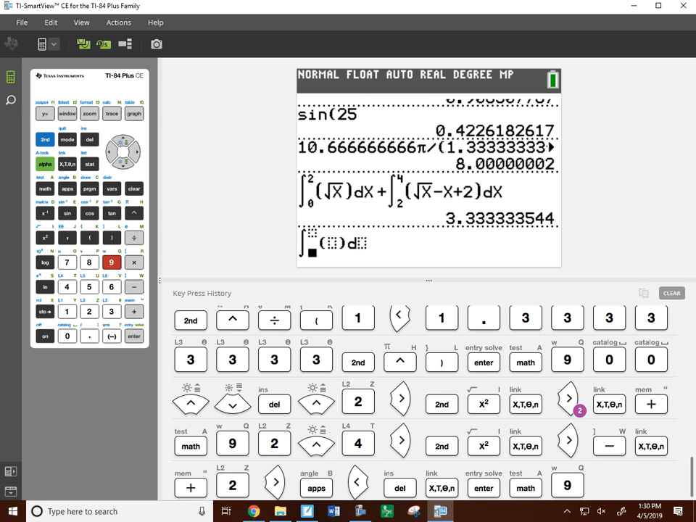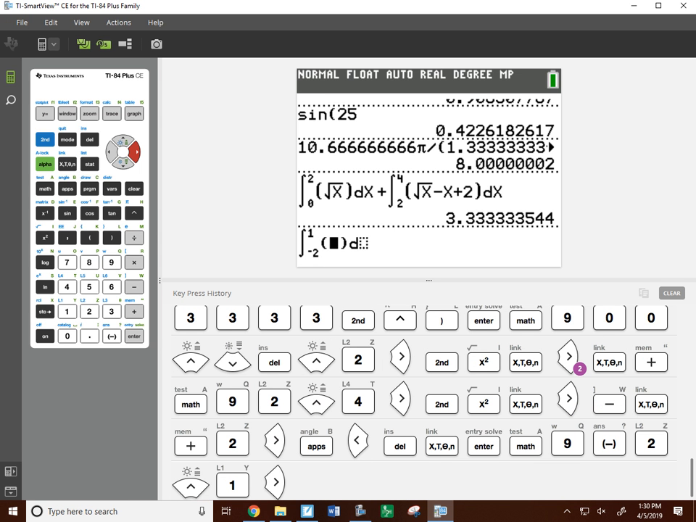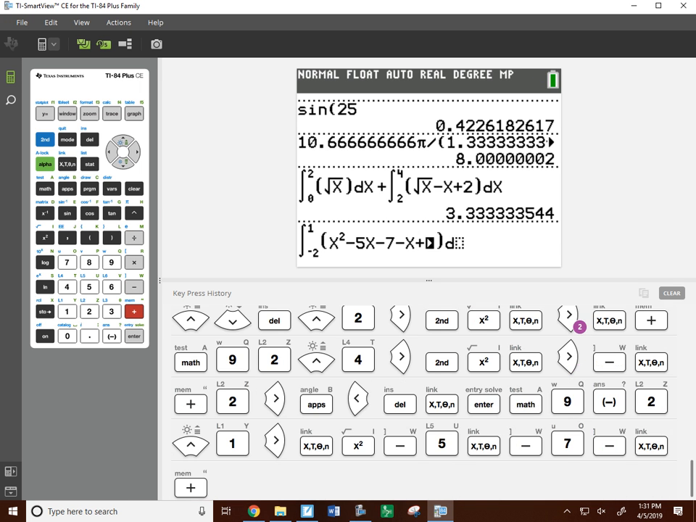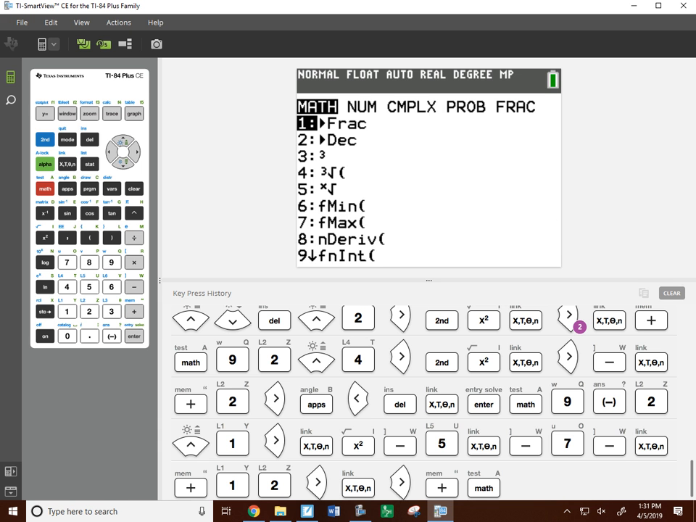So the first one, math 9, is from -2 to 1. There's a lot to enter here. You also could simplify these first if you wanted. You don't have to though. Let's see, so x squared minus 5x minus 7, minus, I'm going to distribute, it'd be minus x plus 12, and dx. Again, you could actually combine those and simplify if you wanted.